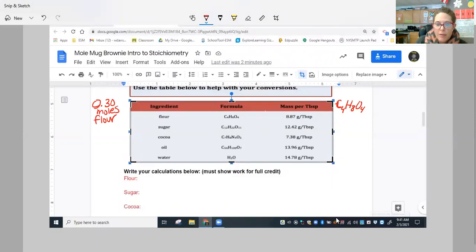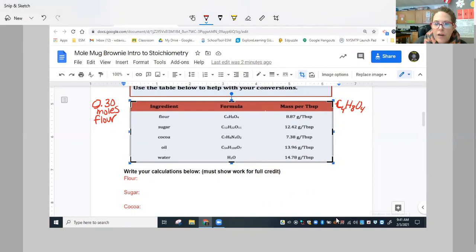I need to end up in tablespoons of flour because obviously if you're at home, you don't have a way to measure moles. And I can't guarantee that you have something to measure the mass of flour either because not everyone has a kitchen scale at home. But most people do have a way to measure tablespoons. So basically I'm converting from moles of flour to tablespoons of flour. And how am I going to do that?